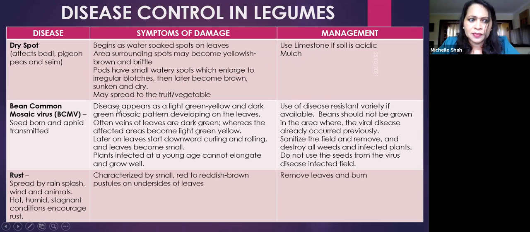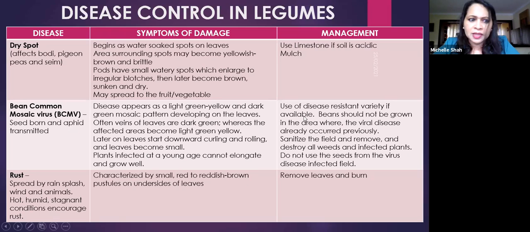The bean mosaic virus disease appears as a light green to yellow and dark green mosaic pattern developing on leaves, and often veins of leaves are dark green, whereas affected areas become light green yellow. Later on, leaves start downward curling and rolling, and leaves become small. Plants infected at a young age cannot elongate and grow well.